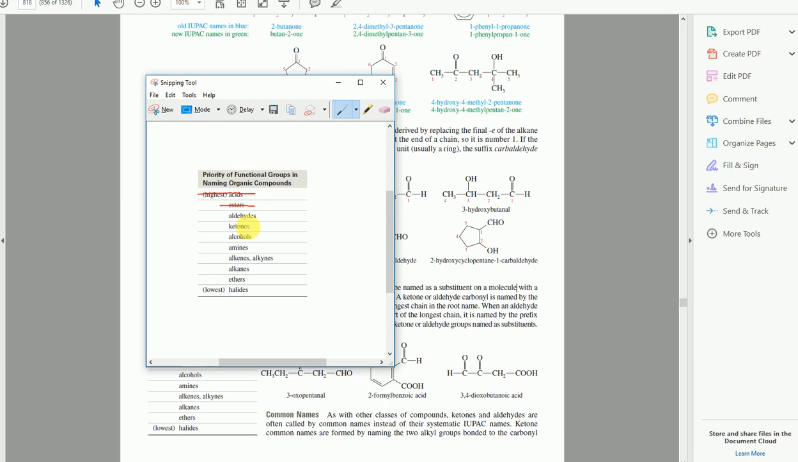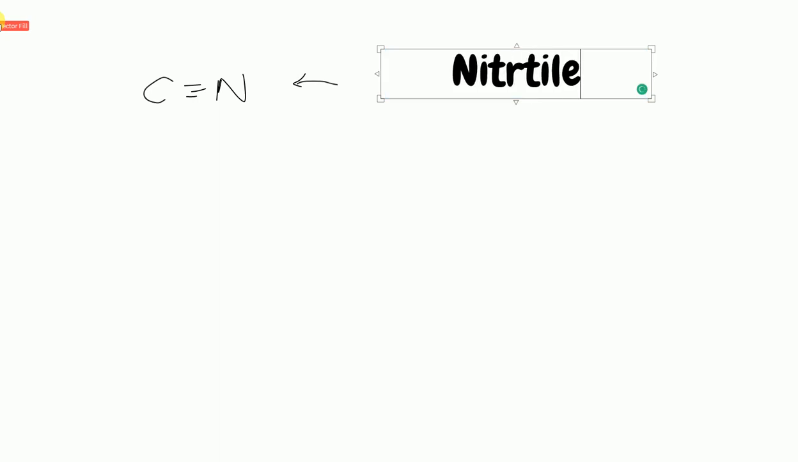And actually, what is above this is your CN group. So CN, and then you have aldehydes, then ketones, then alcohols, then amines, then alkenes and alkynes, and that's pretty much it. I can't find the nitrile group in the book, but essentially it is the C triple bond N group. If it's the parent, which it will be if it's on a chain because it's higher than aldehydes, this would be called nitrile.